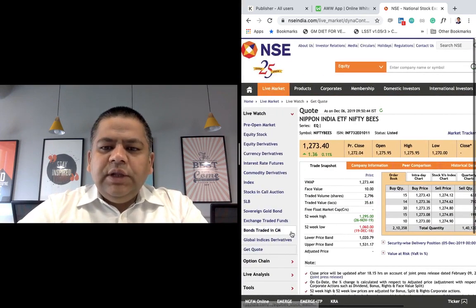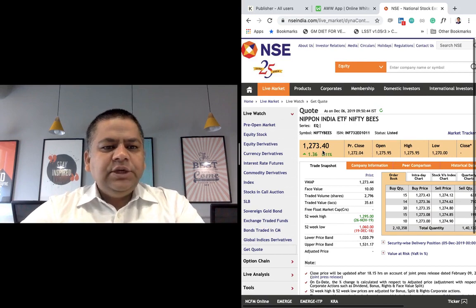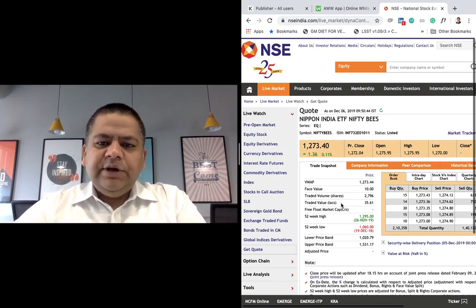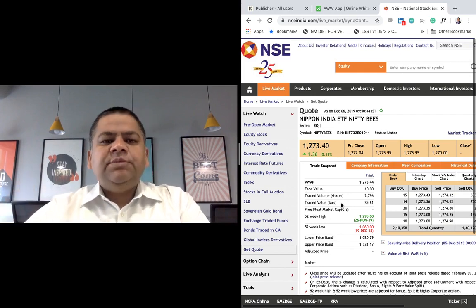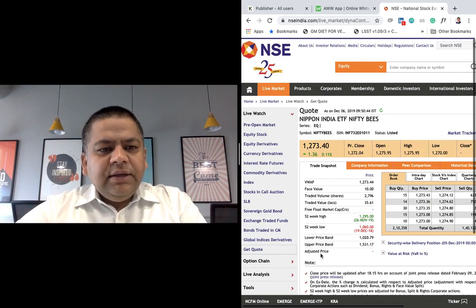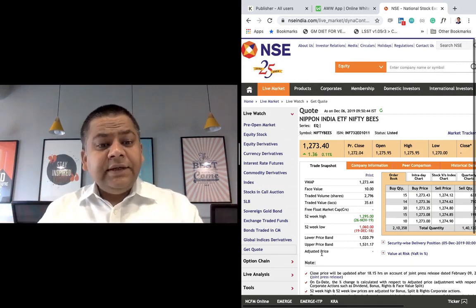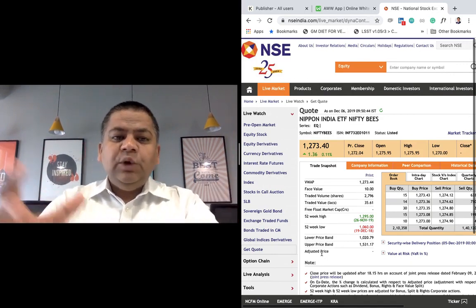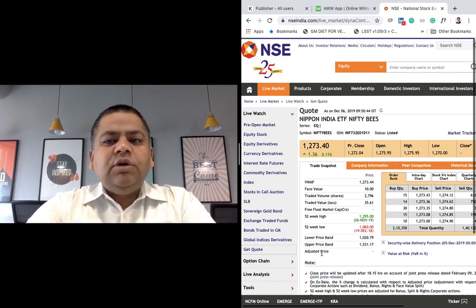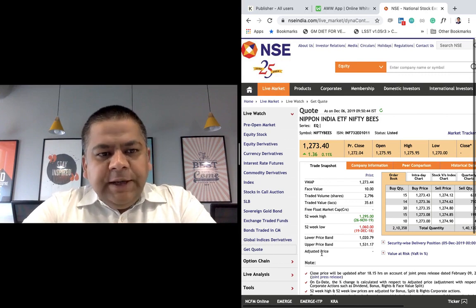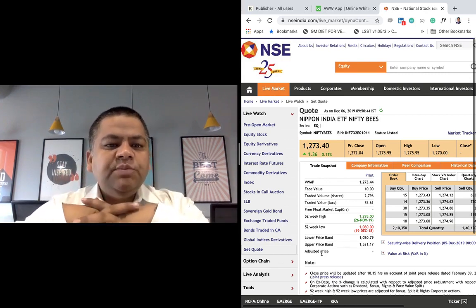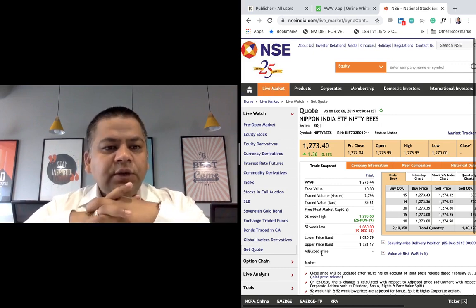So with 1273 rupees in your account, today you can buy one Nifty BeES, and it will track the performance of your Nifty, it will track the performance of your market. So it is a way that without even taking anyone's help, you can simply go and invest into Nifty ETF and still get benefited by the stock market performance.